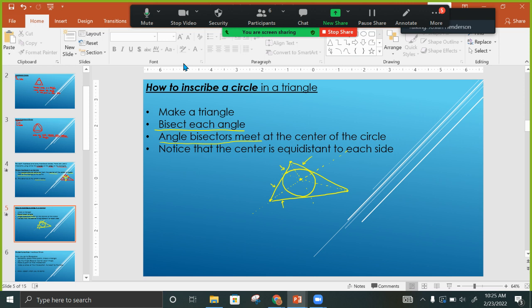On my screen, I've got our basic instructions. Make a triangle, bisect each angle, and then make a circle where they intersect.